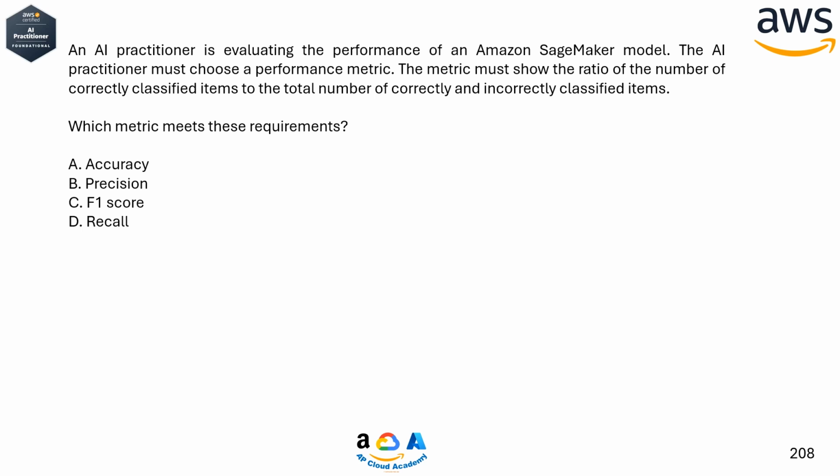An AI practitioner is evaluating the performance of an Amazon SageMaker model. The AI practitioner must choose a performance metric. The metric must show the ratio of the number of correctly classified items to the total number of correctly and incorrectly classified items. Which metric meets these requirements? A. Accuracy. B. Precision. C. F1 score. D. Recall. Correct answer, A. Accuracy.